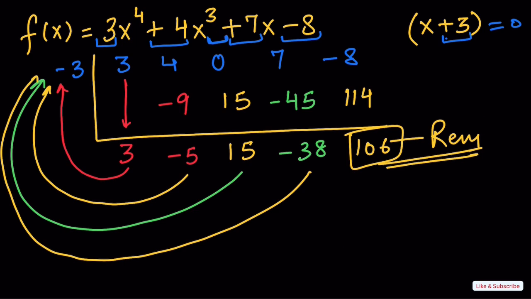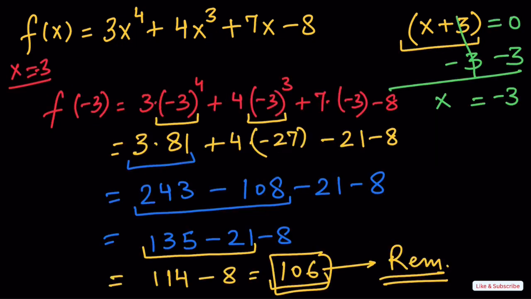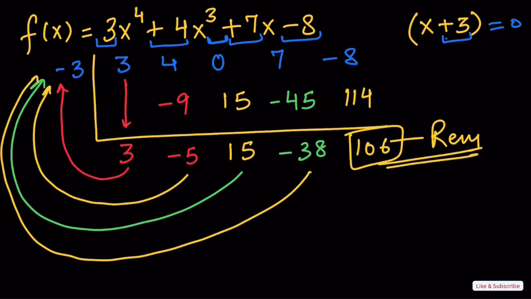Now you can make a choice which method is better for you. You want to do it according to the remainder theorem, or you want to do it according to the synthetic division. Synthetic division is a little bit better because it gives us the quotient along with the remainder.